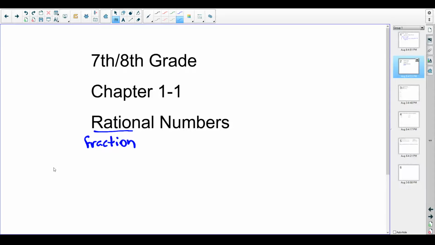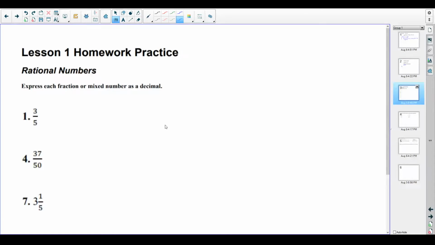So any fraction is rational if you can write it as a over b, where a and b can be any numbers except b can't be 0 because you cannot divide by 0. Okay? So basically the idea is going from fractions to decimals and decimals to fractions. So we got some examples, so we'll knock this out real quick.